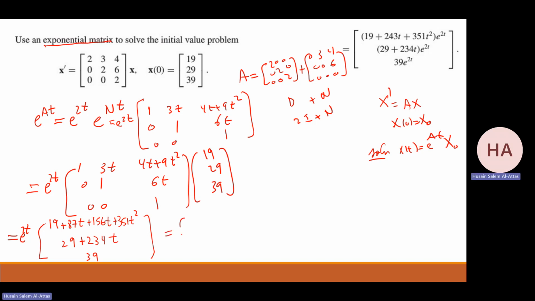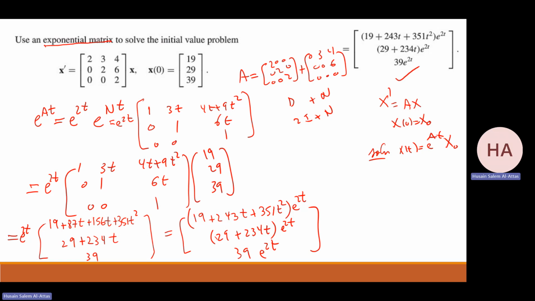So that gives me 19 plus 87 plus 156, that would be 31... 19 plus 87 t plus 156 t plus 351 t squared, times e to the power 2t. And here we have 29 plus 234 t times e to the power 2t. And the last one, 39 e to the power 2t. And that is my answer, which is easy.